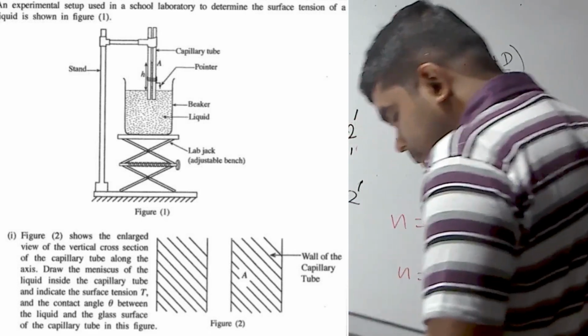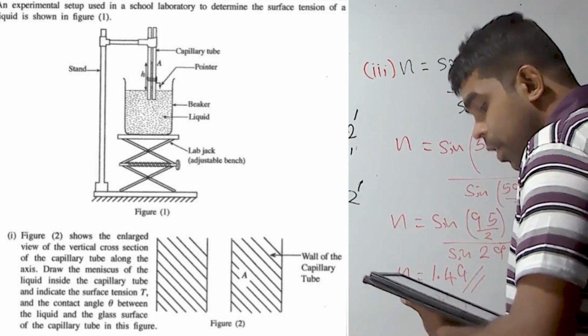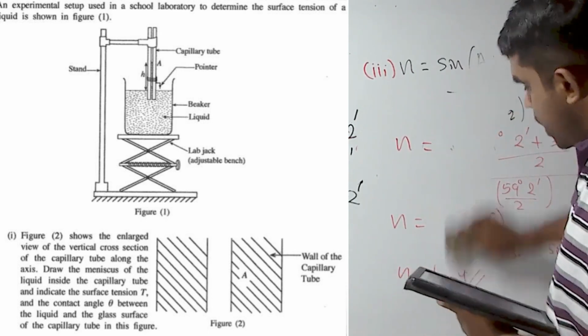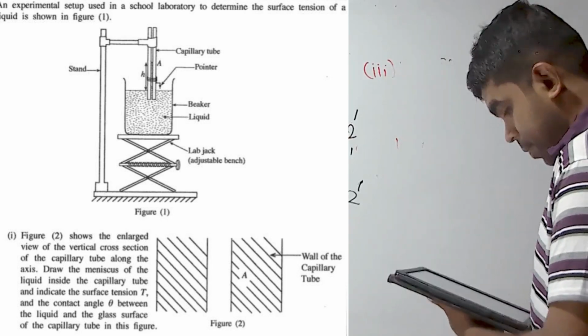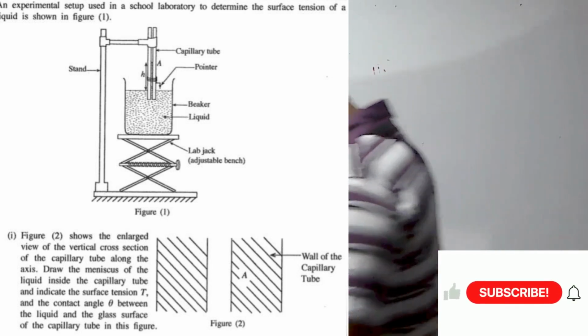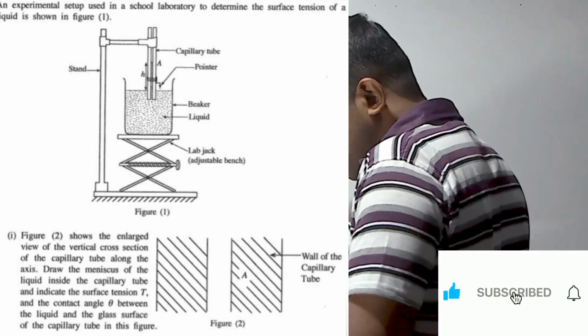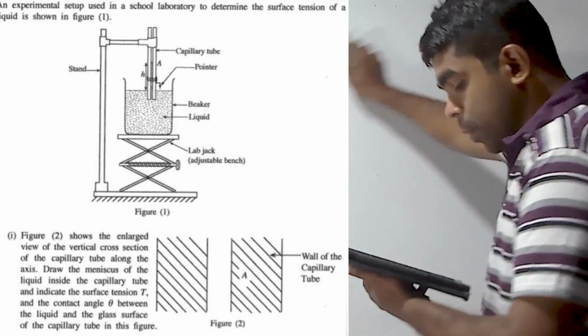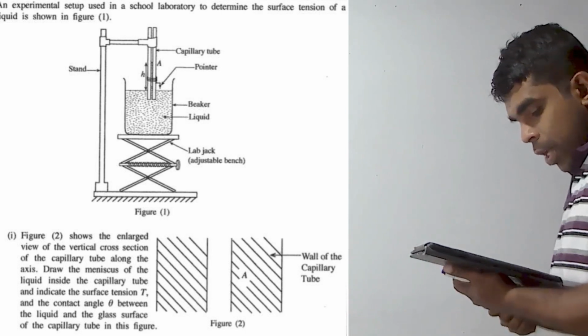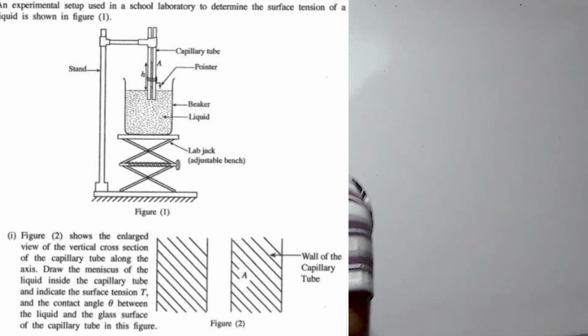An experimental setup used in a school laboratory to determine the surface tension of a liquid is shown in figure 1. Part A, 1. Figure 2 shows an enlarged view of the vertical projection of the capillary tube along the axis. Draw the meniscus of the liquid inside the capillary tube and indicate the surface tension T and the contact angle theta between the liquid and the glass surface of the capillary tube.